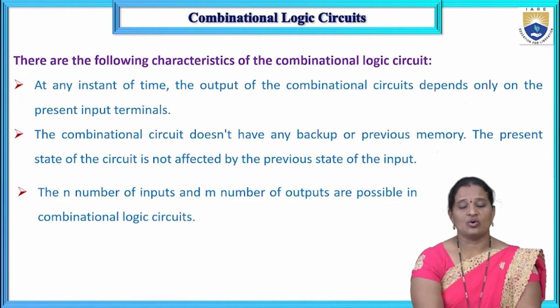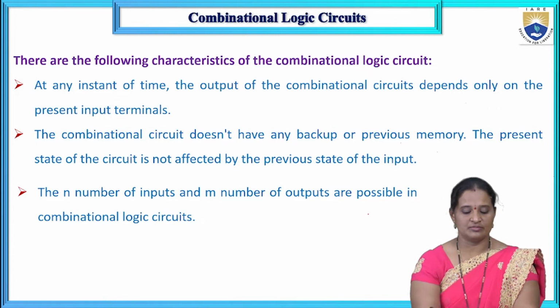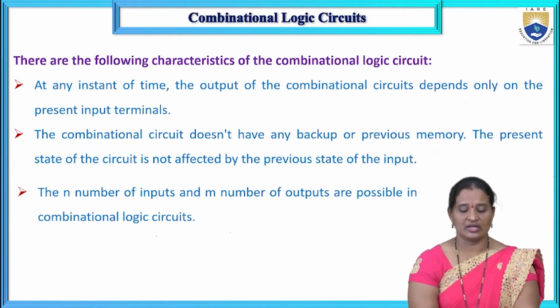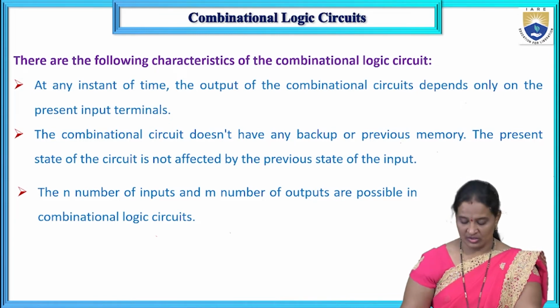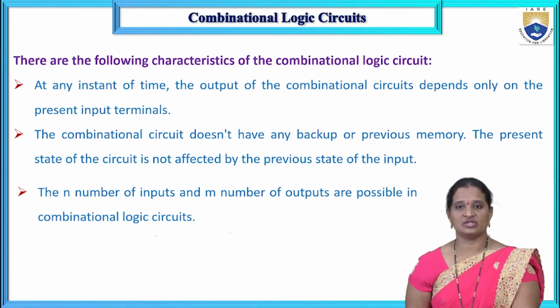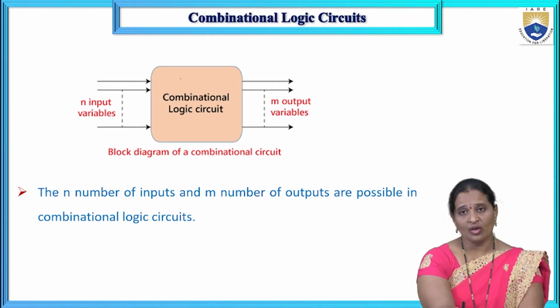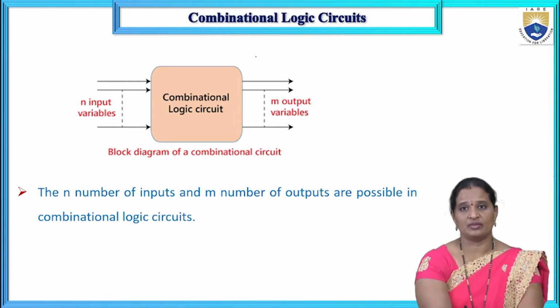N number of inputs and m number of outputs are possible in a combinational circuit. That means we can have any number of inputs as well as any number of outputs. These are the major characteristics of a combinational logic circuit. And this is the block diagram of a combinational logic circuit, where we don't have any backup or memory element connected between the output and input.